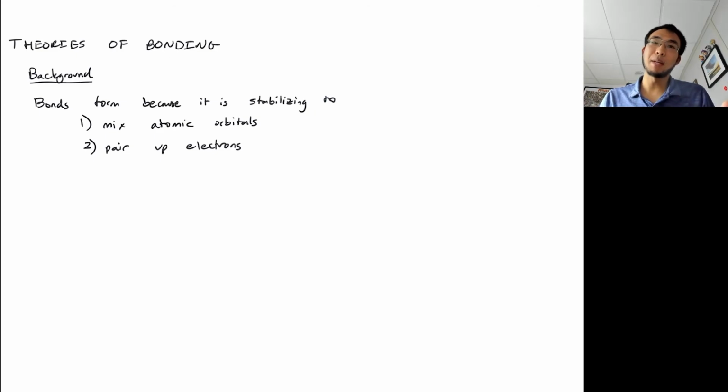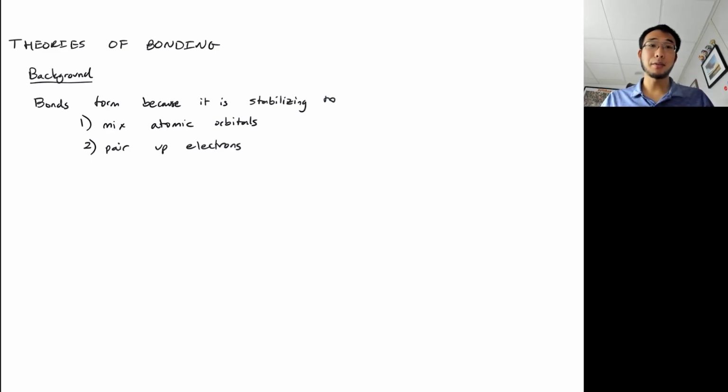form, maybe more specifically bonds form, because overall it is a stabilizing thing to mix atomic orbitals to create new orbitals, and then it is also stabilizing to pair up electrons. So there's two different things going on. The first is again that you mix orbitals to create lower energy orbitals that electrons can be in, and then the second thing is you're taking unpaired electrons, pairing them up, and then putting them into those more stabilized orbitals.